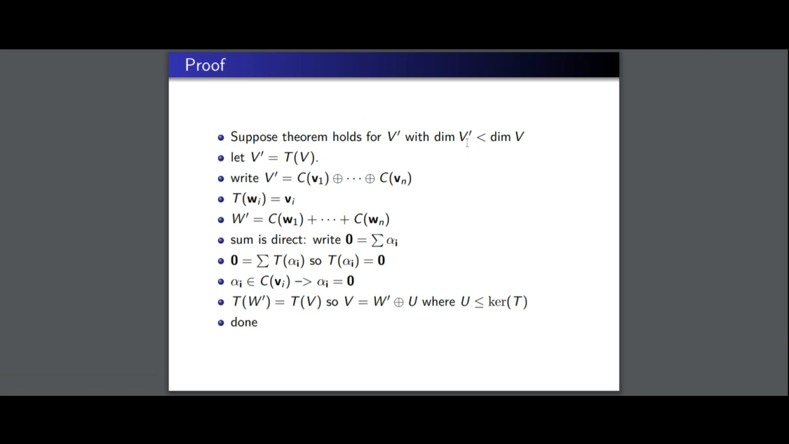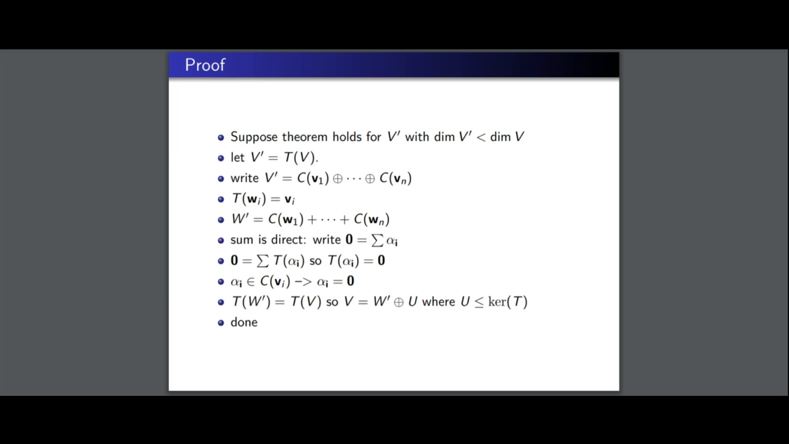We're going to assume that the theorem holds for all V primes having dimension less than the dimension of V. And then we'll use a particular one. So now we're going to suppose that V is a given vector space such that T is nilpotent. And we're going to let V prime be T of V.